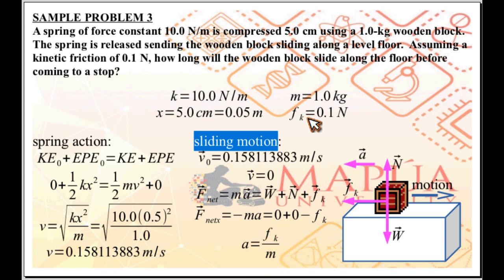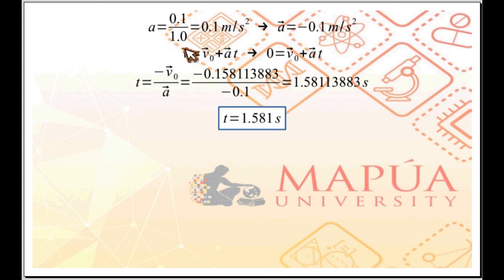We know fk, friction, kinetic, 0.1 Newton. We know m, 1 kilogram. Turns out we don't need to go to the y component. In x component, we are already able to calculate the acceleration of the wooden block. The acceleration magnitude of the wooden block is equal to kinetic friction magnitude divided by the mass of the wooden block. Plugging in the values, we are able to calculate that the acceleration magnitude is 0.1 meters per second squared.